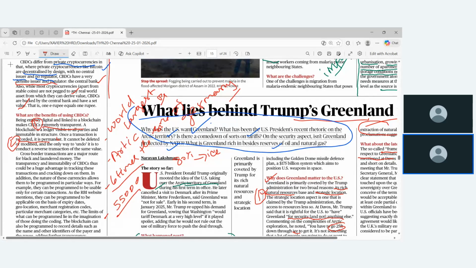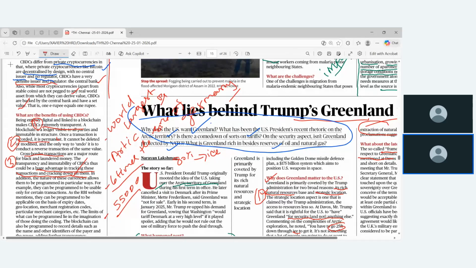Then the third one: cross-border transactions, a major route for black and laundered money, will be stopped or completely erased through these central bank digital currencies. How? The transparency and immutability of central bank digital currency could be a huge advantage in tracking these transactions and cracking down on them. So, tracking and cracking down on illegal transactions through this CBDC.